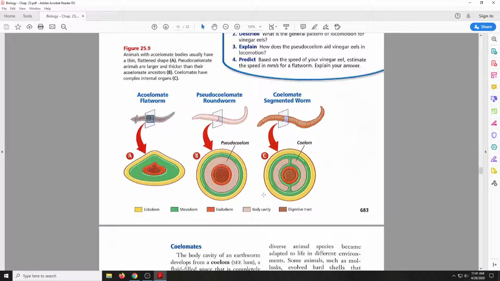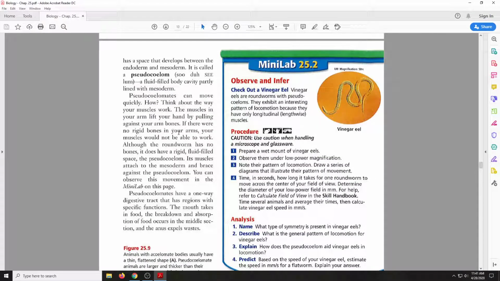They have a pseudocoelom, which means they have a fluid-filled cavity, and they attach muscles to it and use it to move around. And where does it say that? Oh, right here. Fluid-filled body cavity is called a pseudocoelom. That's why they're called pseudocoelomates, because they have a pseudocoelom.